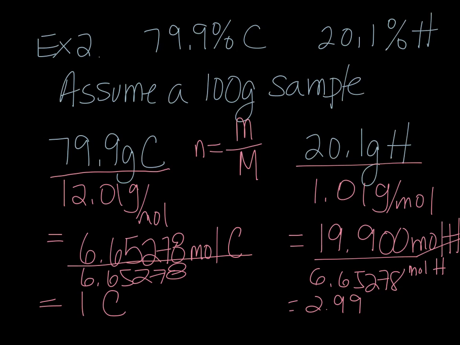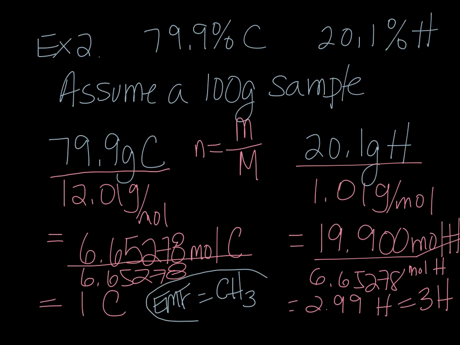2.99 can get rounded to 3 because it's only 2/100ths away. So this is essentially 3 hydrogens. So our empirical formula is CH3. There's your empirical formula. 1 carbon for every 3 hydrogens.